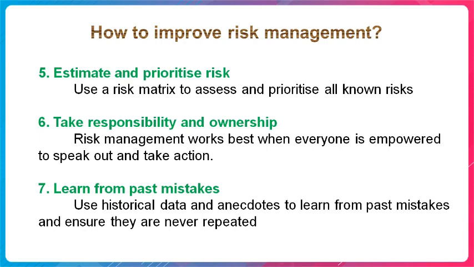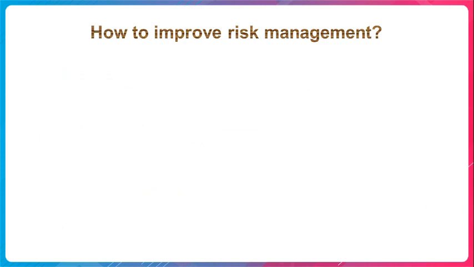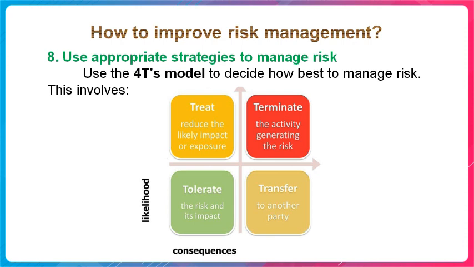Seventh, learn from past mistakes. Use historical data and anecdotes to learn from past mistakes and ensure they are never repeated. Eighth, use appropriate strategies to manage risk. Use the 4 T's model to decide how best to manage risk. This involves transferring risk, tolerating risk, treating risk, and terminating risk.